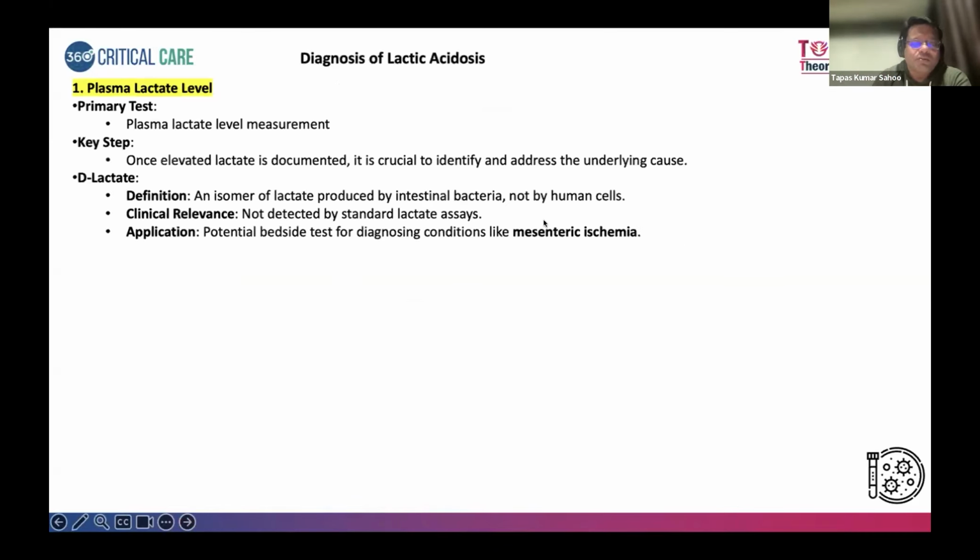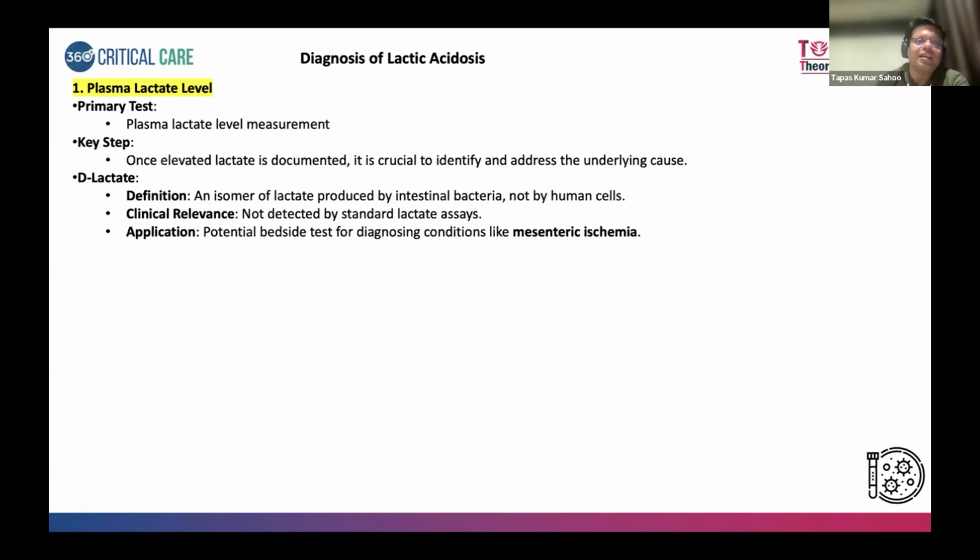Now, there is something you need to remember: how you are actually monitoring or measuring the lactate level. Through plasma lactate level, the primary test. And if your elevated lactate is documented from the lab, it would be crucial to identify and address the underlying cause. Now, for all of you, you should remember there is another isomer, D-lactate. What is D-lactate? This would be an isomer of lactate produced by intestinal bacteria, not by human cells.